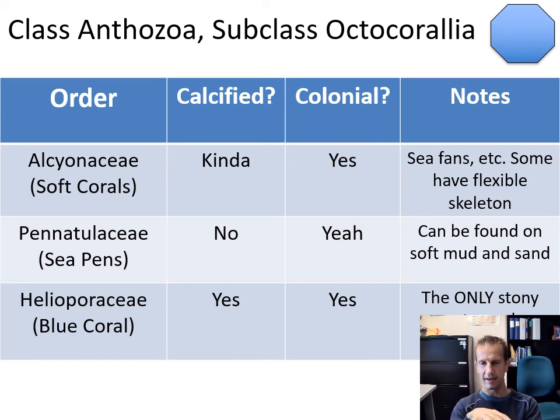And then the Helioporaceae, they're the black sheep of the subclass Octocoralia because their body structure is really more like a stony coral. They have a stony skeleton. And little polyps that come out of the stony skeleton.